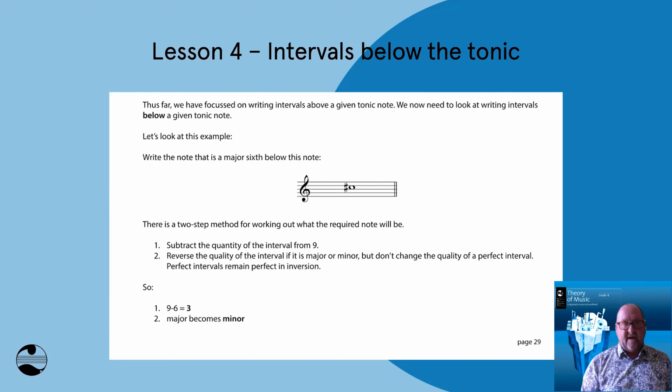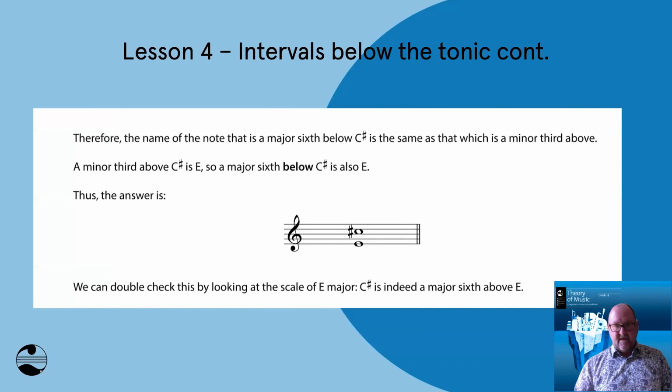You do all that, and if we go to the next screenshot, we find that note is E, and so we put that E in. You can always double check if you're not sure by imagining the major scale based on the bottom note, E major, and counting it up: E, F sharp, G sharp, A, B, C sharp. Yep, C sharp is absolutely a major 6th above E. So you've got a little technique there for double checking your work.